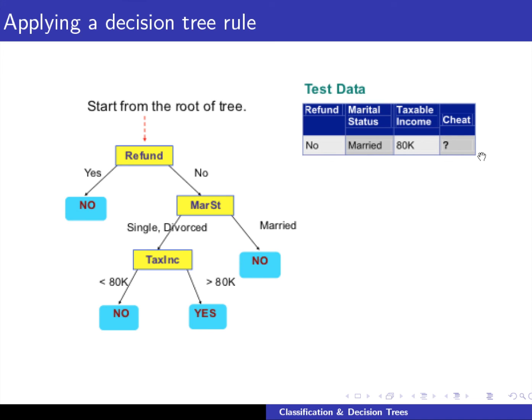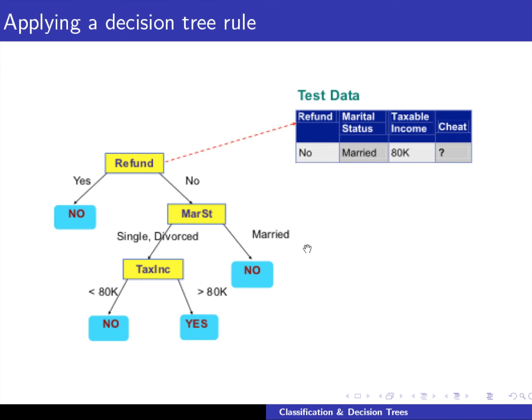Okay, so do you guys remember what the right answer was in the training data set? At this point you would look at what the right answer is and see if you got it right or not. If this person did not cheat, then your model is doing a good job. It's based on that one test observation.